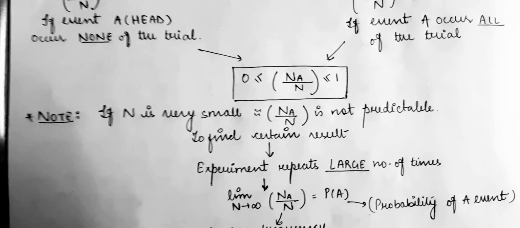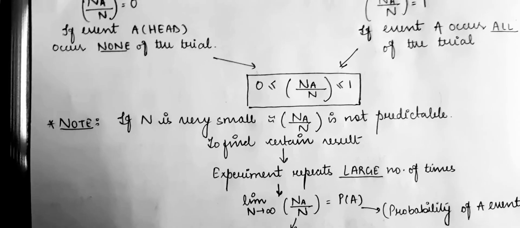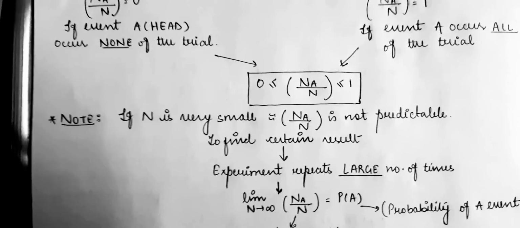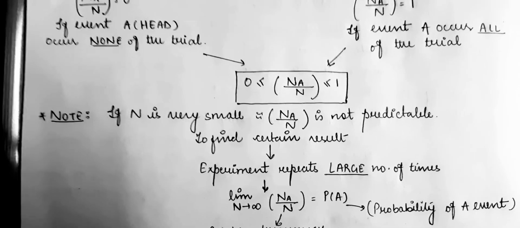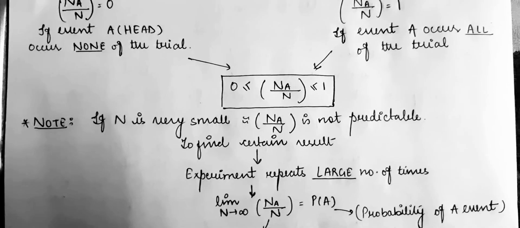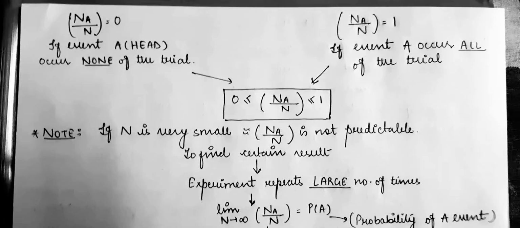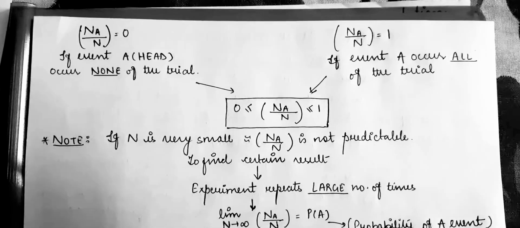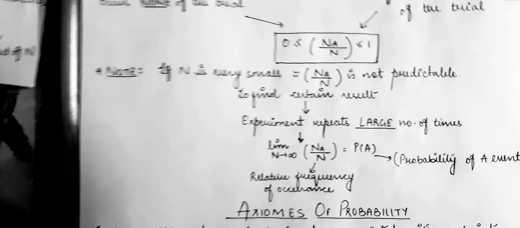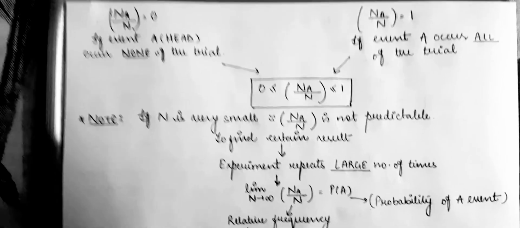Here we note a point: if n is very small, the ratio Na/n is not predictable. So to find a certain result, the experiment is repeated a large number of times. When we repeat the experiment a large number of times, in mathematical form we can represent it as the limit as n tends to infinity of Na/n equals P(A), that is the probability of head occurring. And Na/n is the relative frequency of the occurrence of head. Clear? So this was all about random process and random variables.